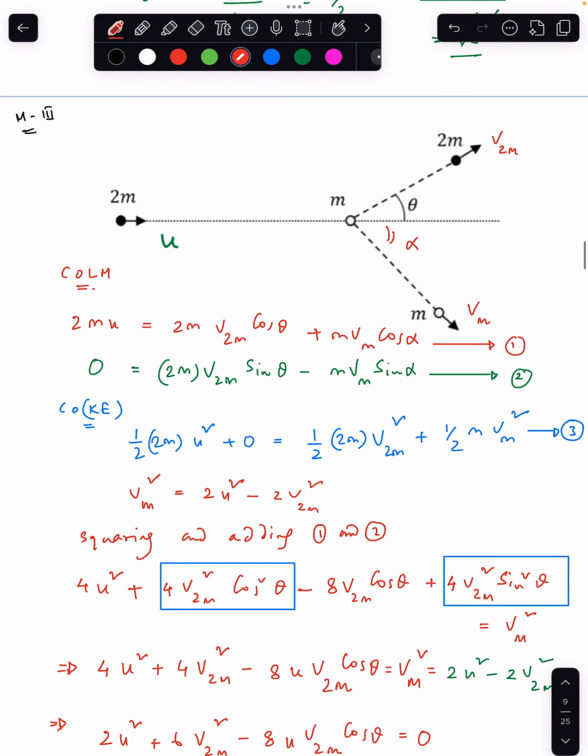Now method 3, this is the laborious approach. This is the common approach that we have all done in some part of our study.